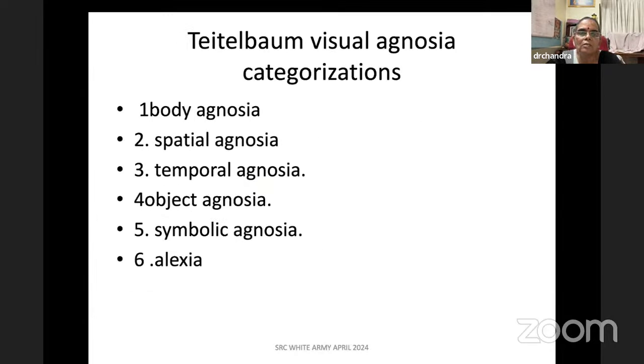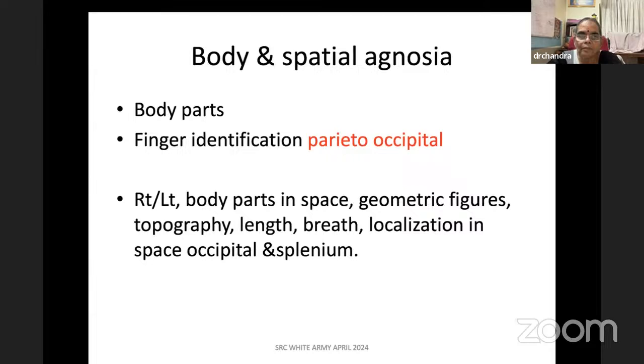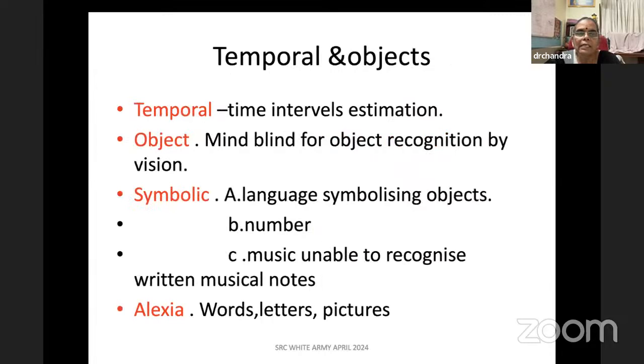You have various agnosias. Body agnosia, where you do not recognize body parts. Spatial agnosia, that is topographic disorientation. Temporal agnosia, time regression. Object agnosia, object recognition. Symbolic agnosia, and alexia. For body parts, you have finger identification, that is Gerstmann syndrome, in the parieto-occipital region. They may not recognize the various body parts. You can also test body parts in space, geometric features, topography, length, breadth, localization. You have to check all those things and then get the data.